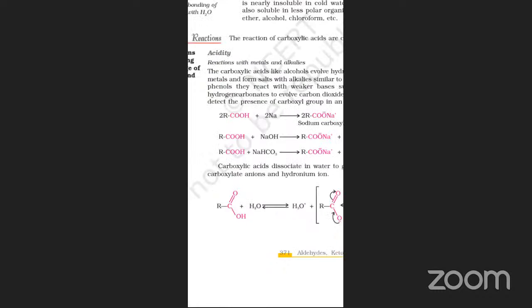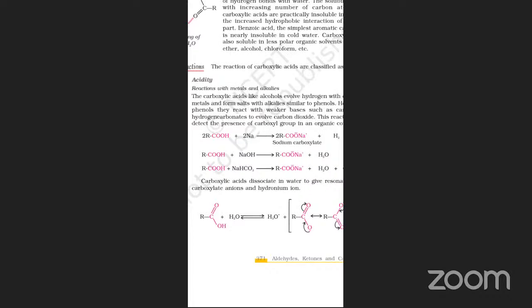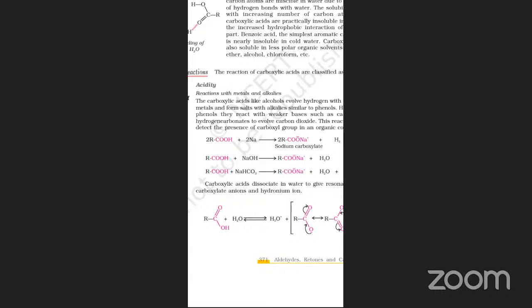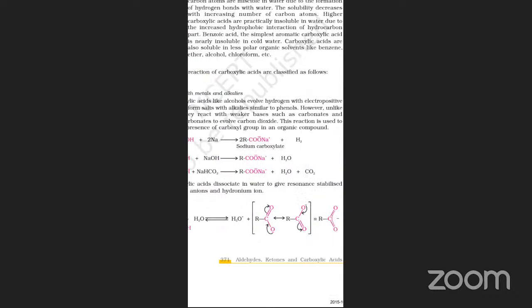But the major difference is that in the first case, along with the sodium salt of carboxylic acid, hydrogen gas is formed. Similarly, H2O in the second case. Why? Because it is a base and acid reaction, and we can call it a neutralization reaction also. Because acid plus base gives rise to salt plus water. Then in the third case, it is also a neutralization reaction: sodium salt of carboxylic acid, water, plus additionally carbon dioxide gas is liberated here.